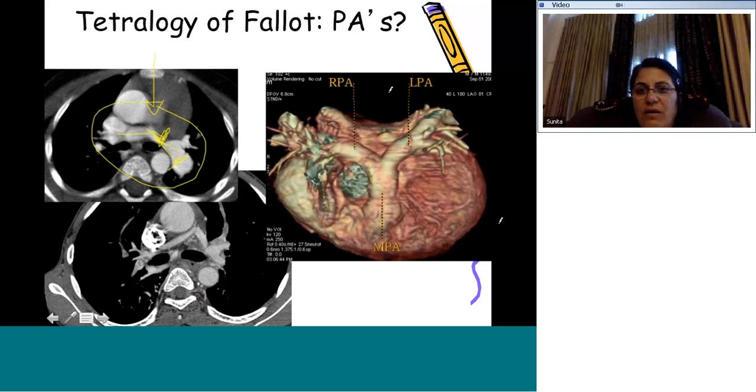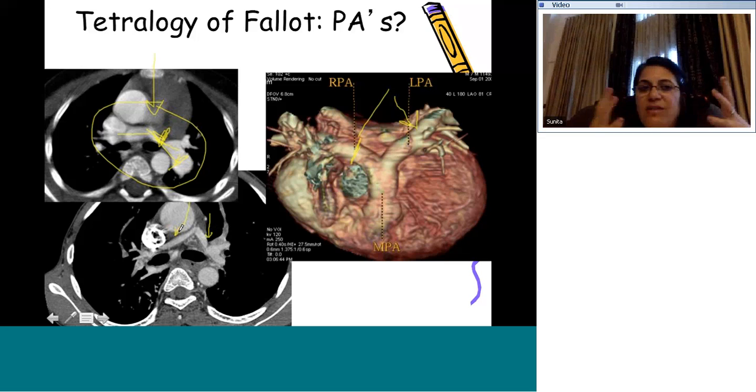Now let's look at this one here. What do you think of these PA sizes? What do you think? Just eyeballing it. They're good size, fair size, small size. These ones. These look good size. Now what about this one? What do you think of this pulmonary artery anatomy? These are hypoplastic. So you get a sense just from eyeballing also whether it's good size or hypoplastic.